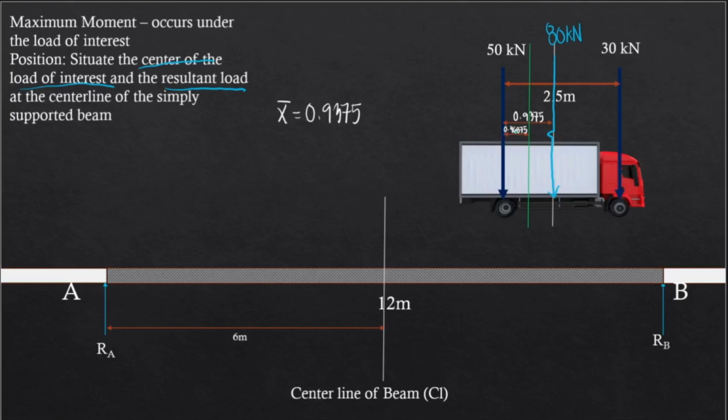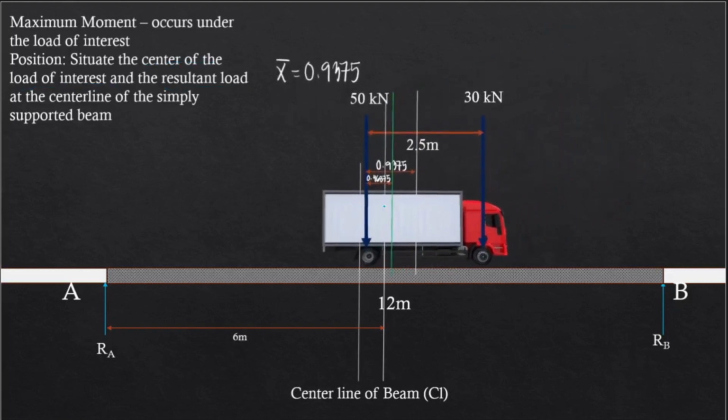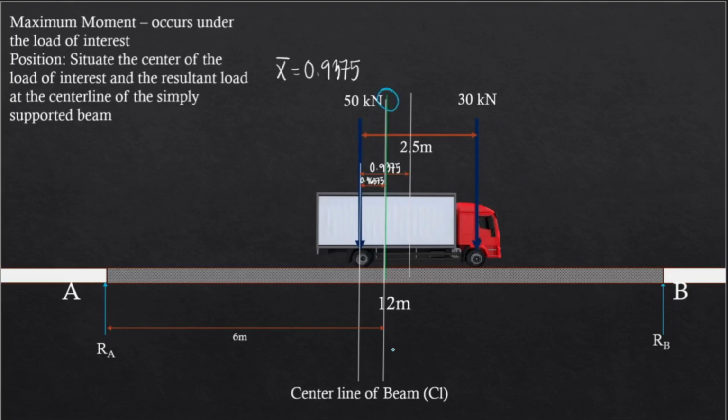Now after determining this one, we have to situate this green line, or the center of the load of interest and the resultant load, at the center line of the beam. And so we're gonna move this line right here so that we'll be able to determine the location of the moving load, which will produce the maximum moment. And so situating this green line at the center line of the beam, we have this one. Now this was the green line, it's already along the center line, and so now we'll be able to solve this distance. Now that's simply the center line of the beam is at 6 meters, so we have 6 meters minus this value 0.46875, that will be this distance.